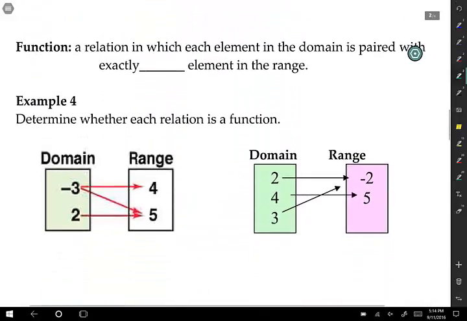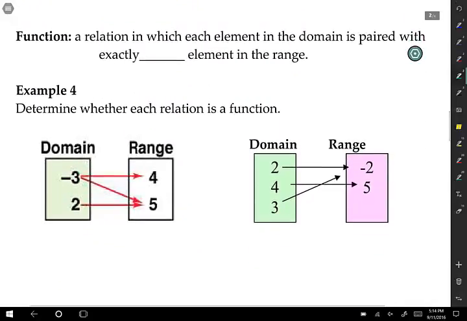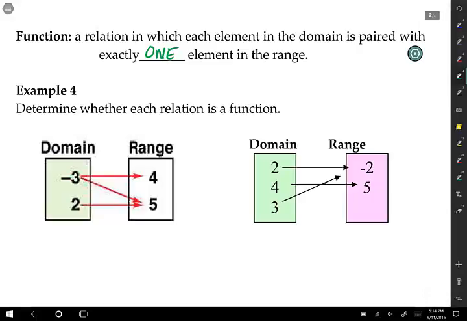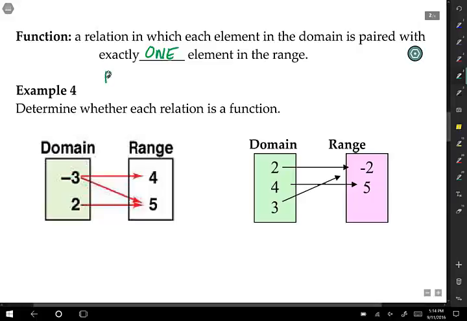The next part is probably one of the most important parts we're going to talk about today, which is the definition of a function. And you're going to need to memorize this, which is just going to be very simple. A function is simply a relation in which each element in the domain is paired with exactly one element in the range. One way people can think about this is through the birthday example.